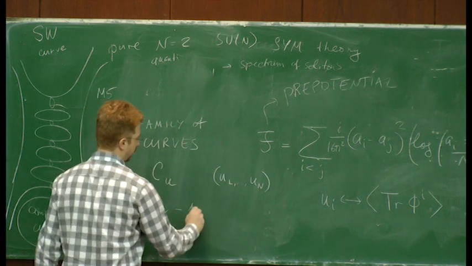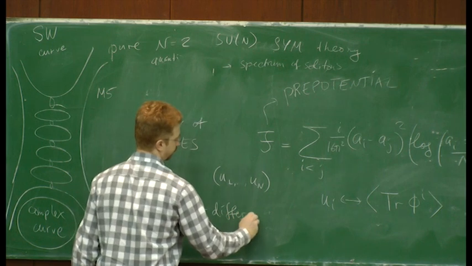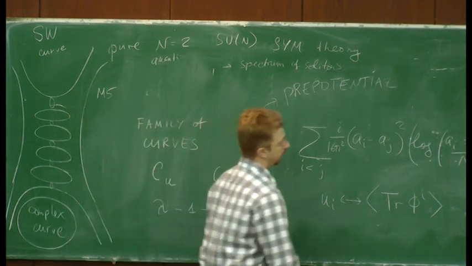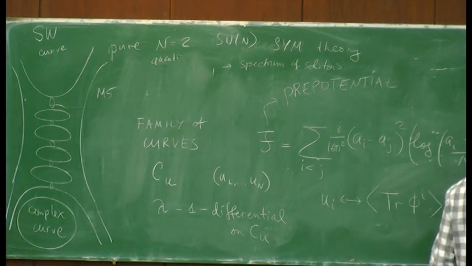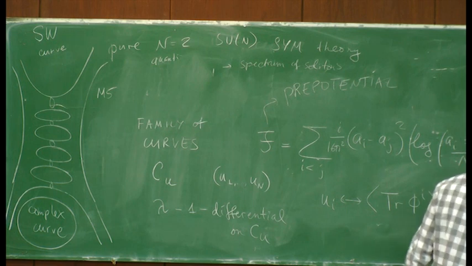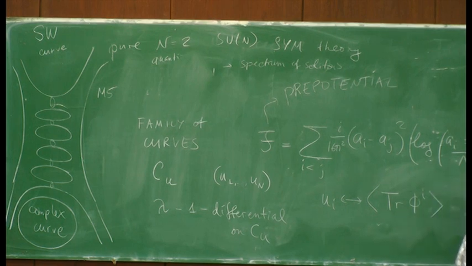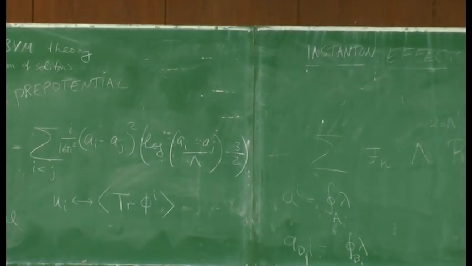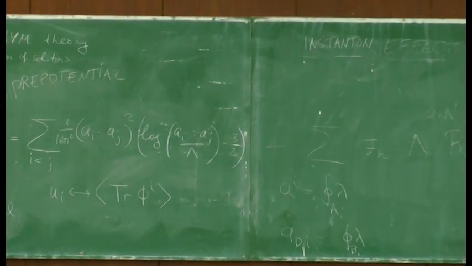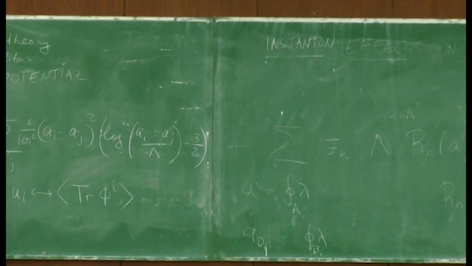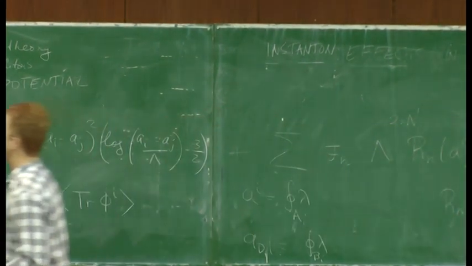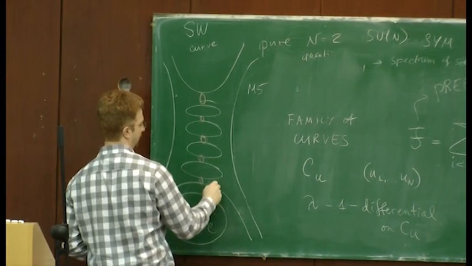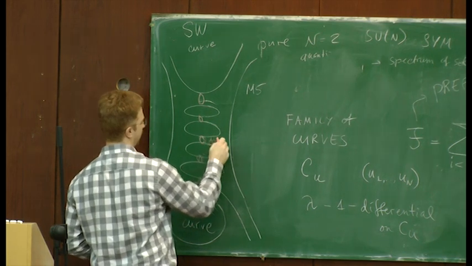the curves with differentials, so lambda is one differential on C, such that both A and A dual would be the periods of these differentials along the A cycles or the B cycles on this curve. So in this picture, this would be the A cycles, A1, A2, A3, and so on.